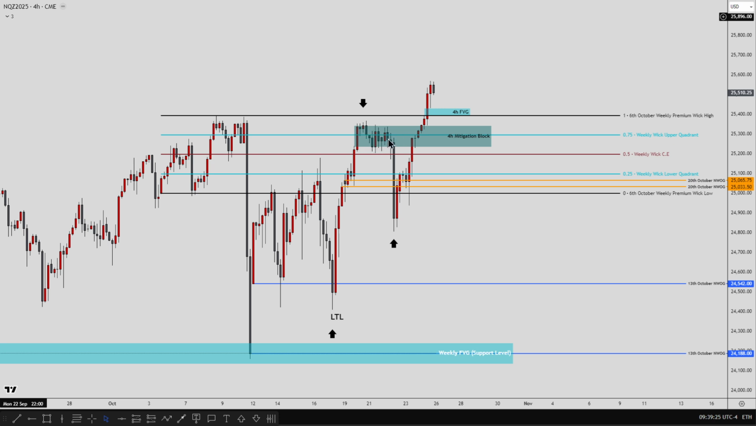Now, in this consolidation is where we're seeing sellers. So even in every single wick here, price is going up, it's getting sold. Price is going up, it's getting sold. Every down candle, price is going up and it's getting sold. So in this entire little chunk, we have sellers.